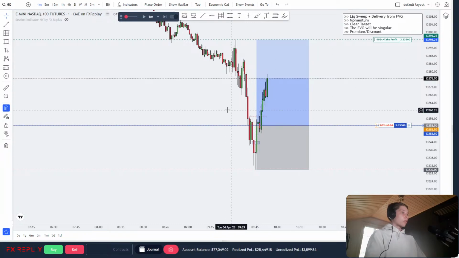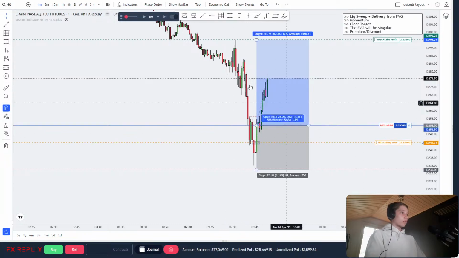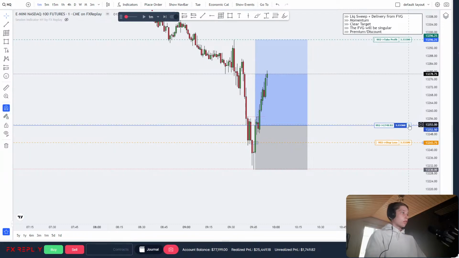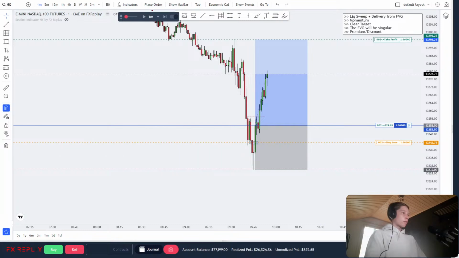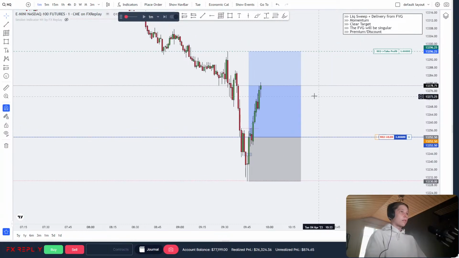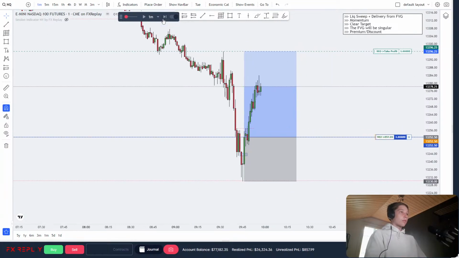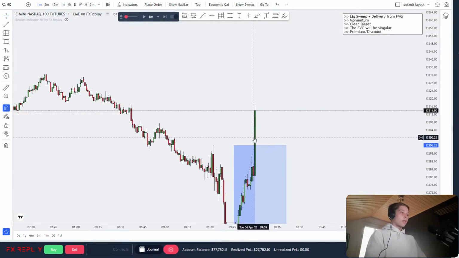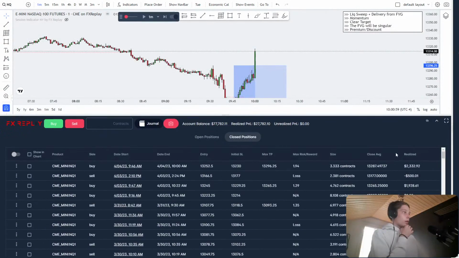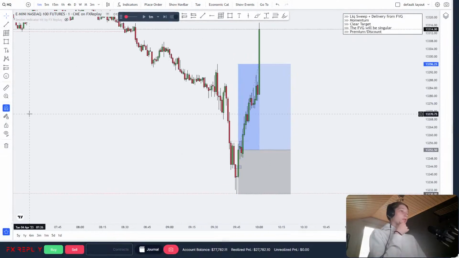I'm closing half. Oh, sorry. I don't know why this bugs. This FX replay always lags when I'm trying to take the partials out. And look at that. That's a beautiful candle, 10 a.m. candle. And we made over 4% with that 3% risk. That was an amazing trade.